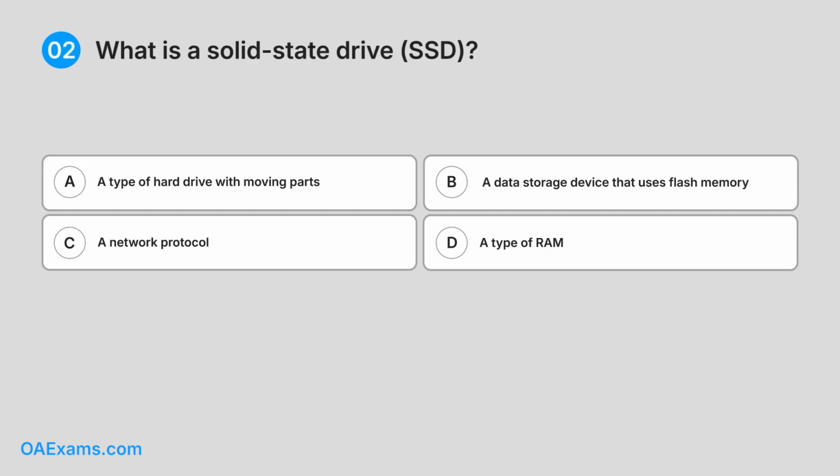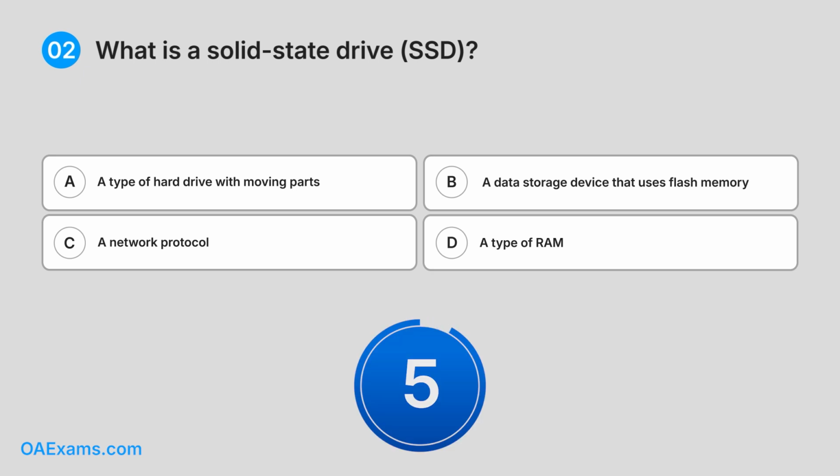2. What is a solid-state drive, SSD? A. A type of hard drive with moving parts. B. A data storage device that uses flash memory. C. A network protocol. D. A type of RAM. Do you know the answer?